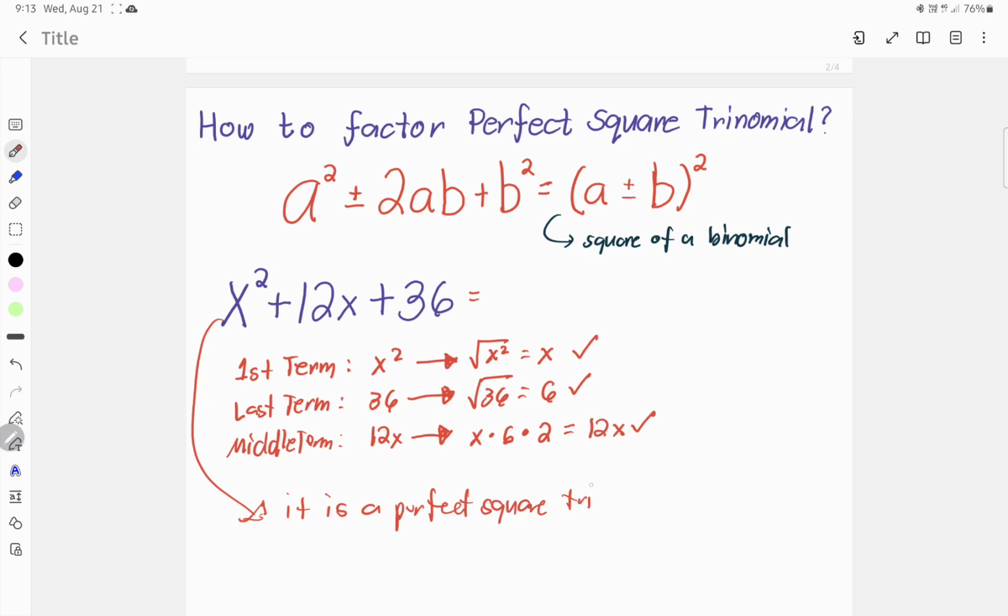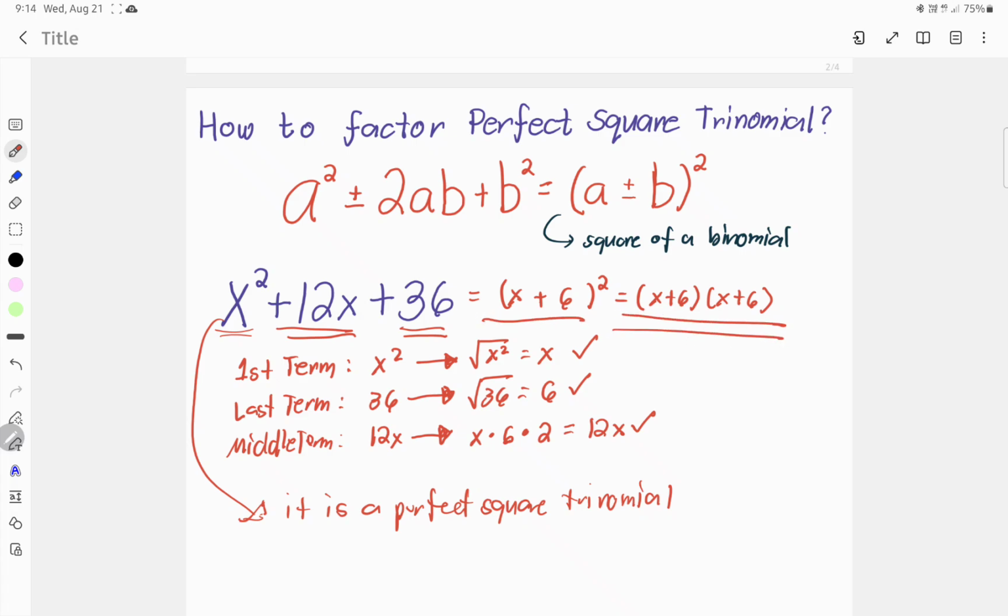Therefore, when you factor that, you'll get one grouping symbol. What is the square root of x squared? Square root of this one is x. What is the square root of the last term, which is 6? And then what is the sign of the middle term, which is plus? And then you get it in the square. Another way to write that is when you expand out the square of binomial, which is x plus 6 times x plus 6. So it's either of these two are your answer.